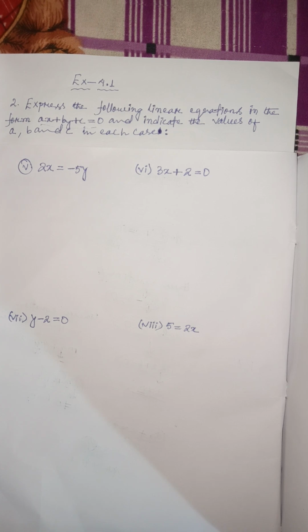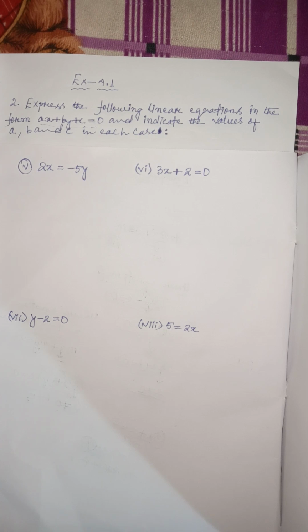Today we are back with the problem that we left yesterday. Here the first problem that we have is 2x = -5y, and 3x + 2 = 0, and after that it is y - 2 = 0, and right after this we have 5 = 2x, right? So these are the four problems that we left yesterday, and the questions that we have today are the same questions, and the exercise is 4.1, right?